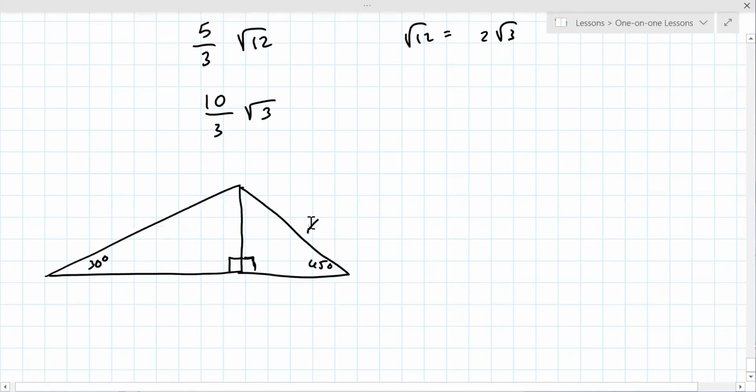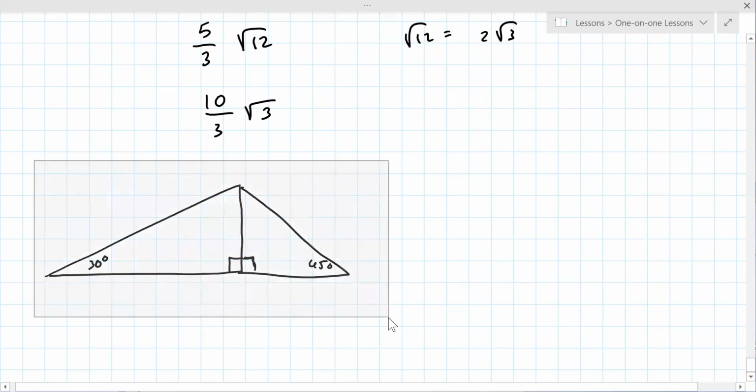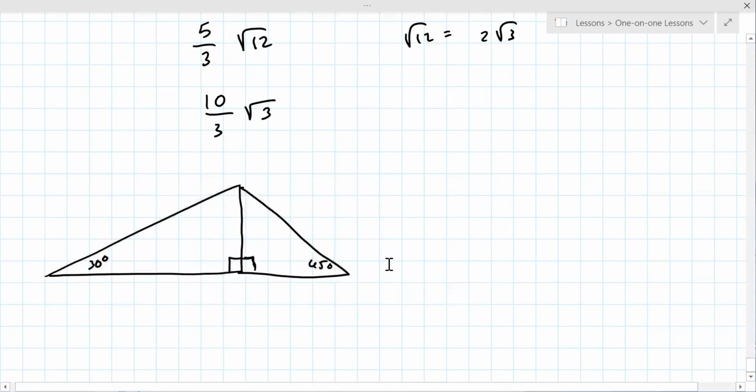All right, so now we're gonna go the other way. Just copy this picture so we can reuse it a couple more times. Okay, so let's say the hypotenuse over here is the square root of 24, and I want you to find x and y this time.